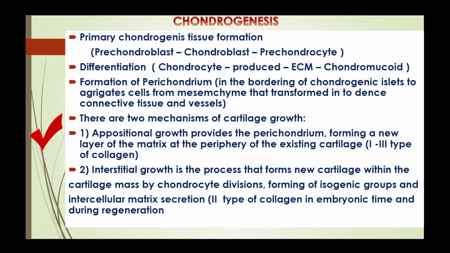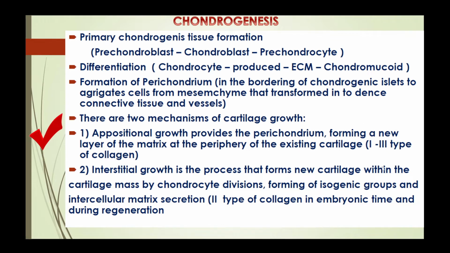There are two mechanisms of cartilage growth. The first type, look at this red link, is appositional growth, in which the perichondrium forms a new layer of matrix at the periphery of existing cartilage, ordinarily via the synthesis of collagen type 1 and 3, of course by chondrocyte activities. And interstitial growth is the process that forms new cartilage within the cartilage mass by chondrocyte divisions.